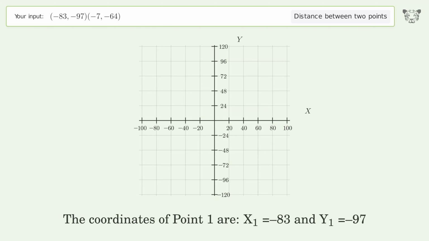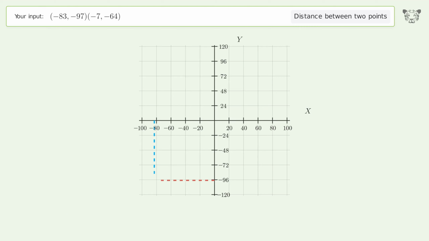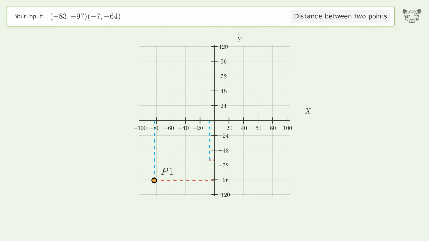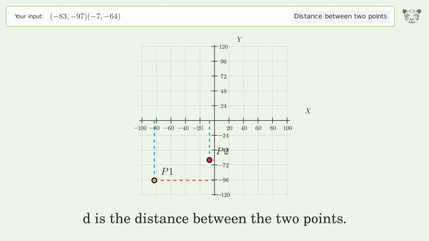The coordinates of point 1 are x1 equals -83 and y1 equals -97. The coordinates of point 2 are x2 equals -7 and y2 equals -64. D is the distance between the 2 points.